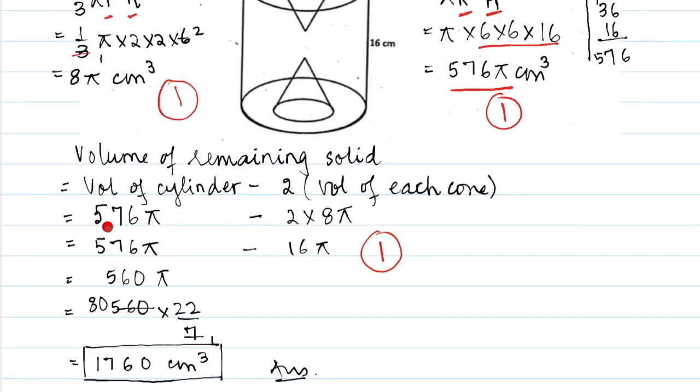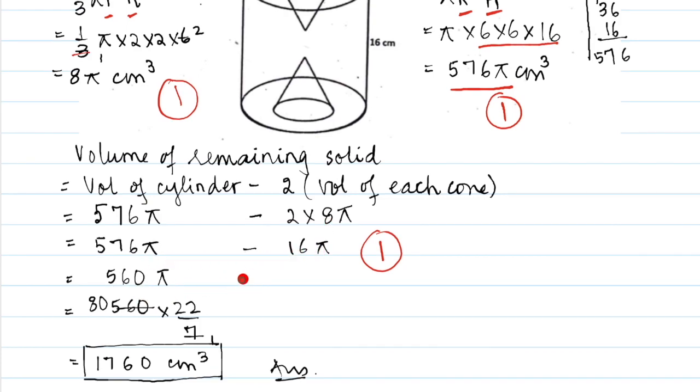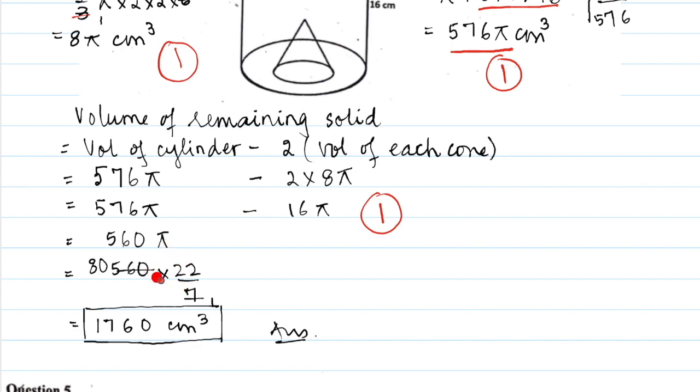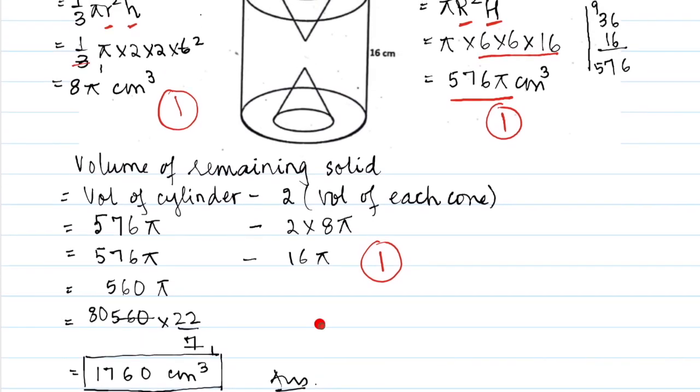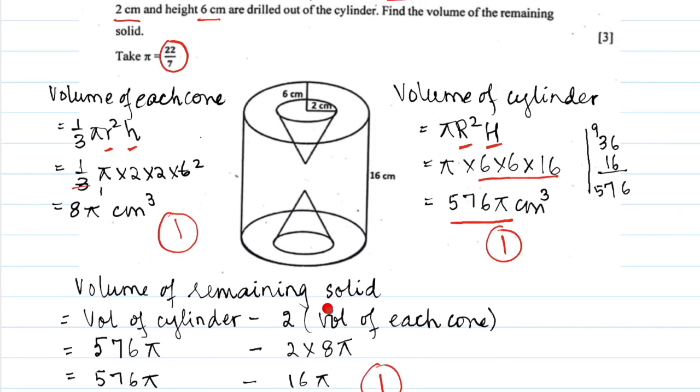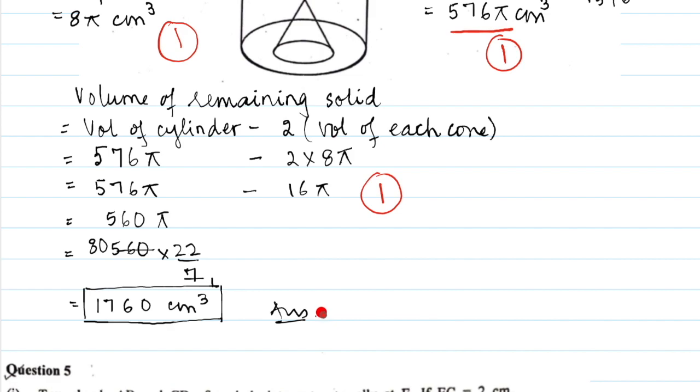Volume of the cylinder is 576 pi and volume of 2 cones will be 2 into 8, that is 16 pi. Subtracted, 560. So basically 560 you will multiply by 22 by 7. 7 ones are 7 and 7 eights are 56, so 80 times, and then 22 into 8 is 176, and add this 0 here, and that is your answer. Okay, so we are clear about question number 4.